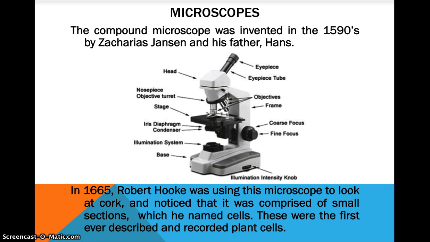So one of the reasons the microscope was so important is because in 1665, Robert Hooke was using this exact same kind of microscope to look at a cork. And he noticed it was comprised of small sections, and he was the very first person to talk about and describe cells. He even came up with the name. So this was the first time that plant cells were ever described and recorded. Now that cork was obviously not a living cell, so it was hollowed out, but it has the same structure. And we're going to be looking at some plant cells tomorrow, so hopefully you can get a glimpse at what Robert Hooke actually saw when he was the first person to identify cells.